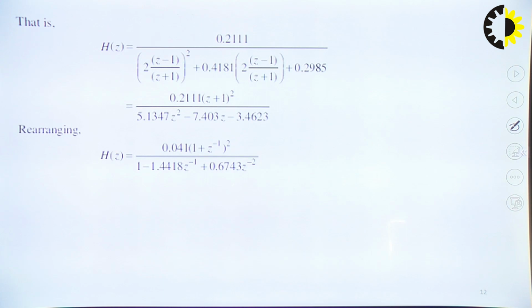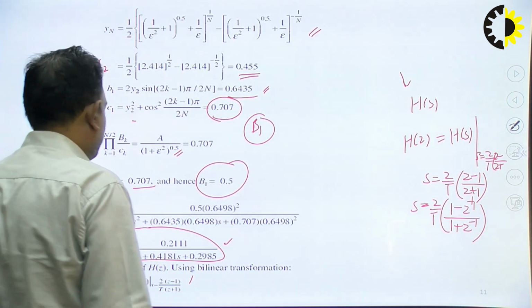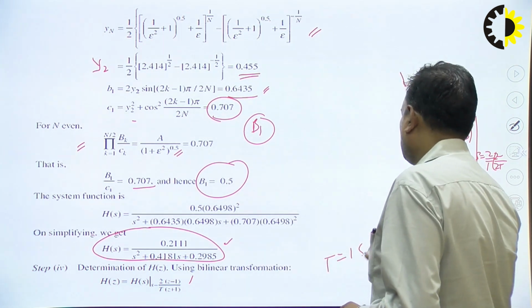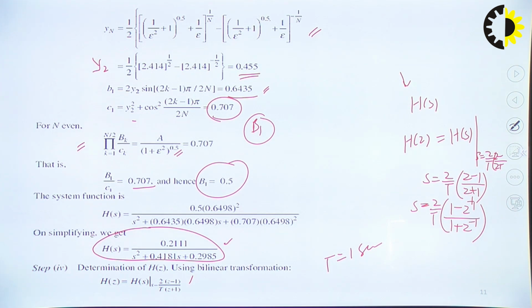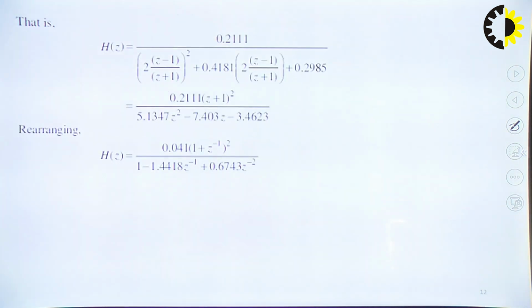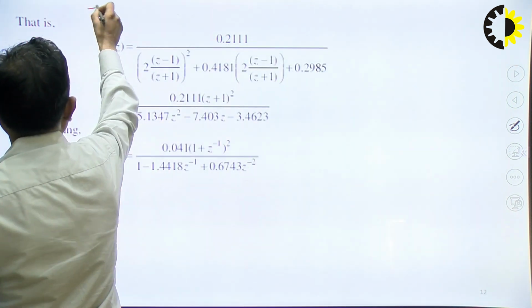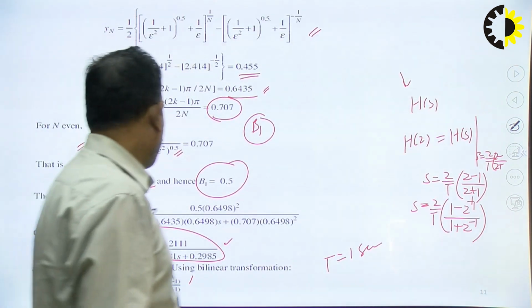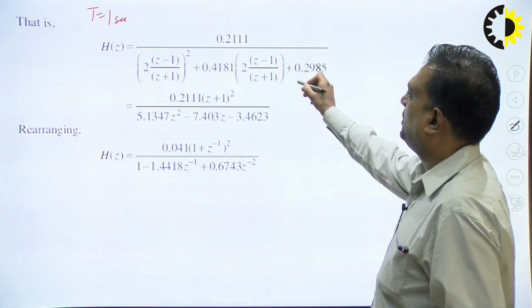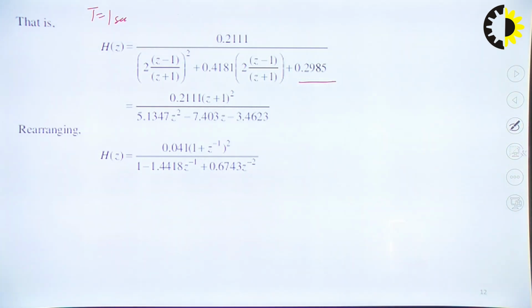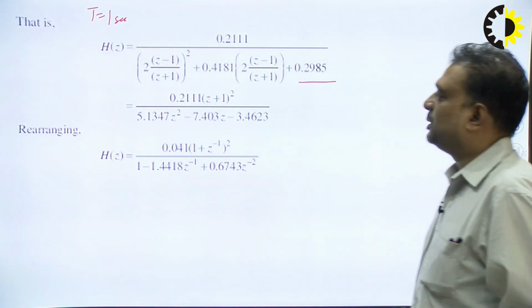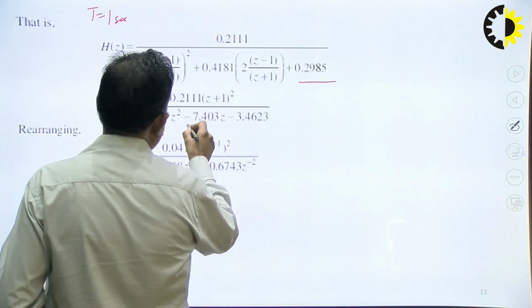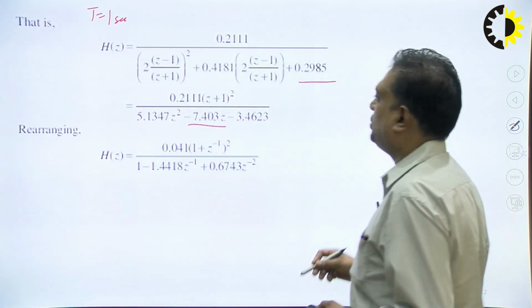We will put here 2 by T (Z minus 1) upon (Z plus 1). Let us suppose we are assuming the value of T equals 1 second. Although the value is usually given, if it is not given, you can take the value of T as 1. So this will become 0.2111 upon 2 times (z minus 1 upon z plus 1) whole square plus 0.4181. We have just put the value of s, that is 2 by t (z minus 1) upon (z plus 1). When we solve it, the numerator is 0.2111 (z plus 1) whole square, and the denominator will become 5.1347 z square minus 7.430 z minus 3.4623. So this is the value of hz.